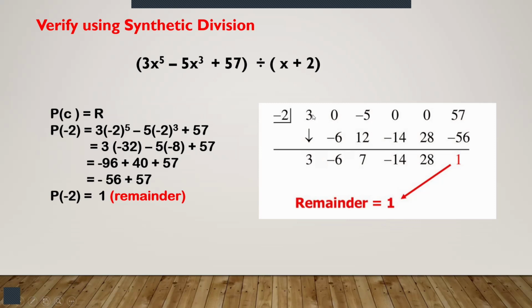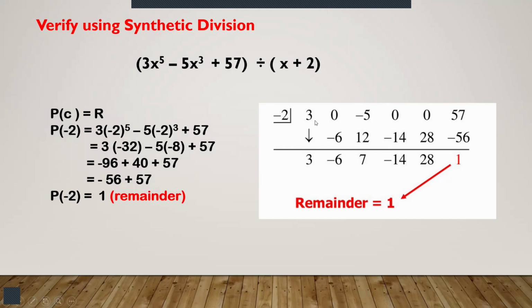So we have 3 here represents the numerical coefficient of 3x to the fifth. Since we don't have a quartic term, that means the numerical coefficient of the quartic term is 0. Negative 5 is the numerical coefficient of the cubic term, which is negative 5x cubed. And since we don't have a quadratic term, that means the numerical coefficient is also 0. And the linear term has a numerical coefficient of 0 also, because we don't have a linear term. We have the constant term, which is 57.